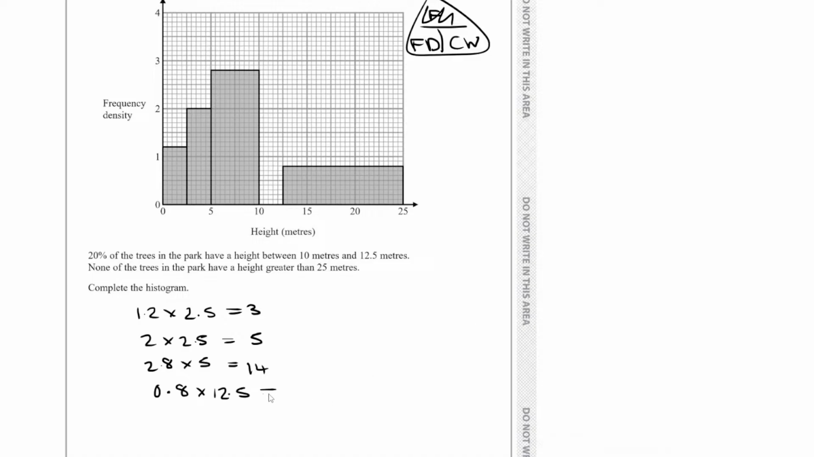10. So add those together. What's that? 19, 29, 32. Now, the 32 though is not 100%, is it? That's like 80% of the frequency, isn't it? Yeah. That's 80% of the frequency.